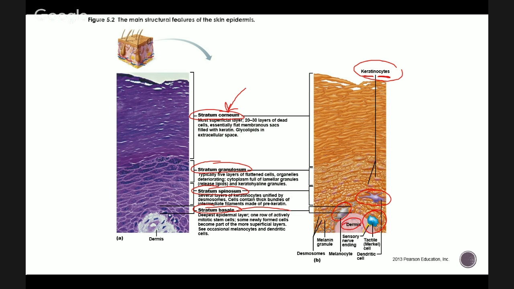So the main cell type that you'll see in the epidermis is the keratinocyte, but you also see some other cells. We have this one here that's a little bit grayish in color. That's a melanocyte, and it secretes a protein called melanin. Some of you may have heard of melanin already. Does anybody know what melanin is or what it does to your skin?